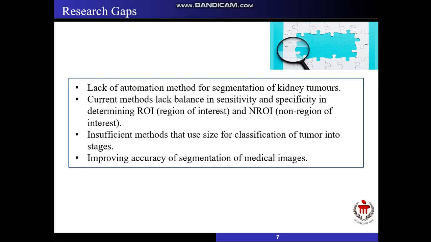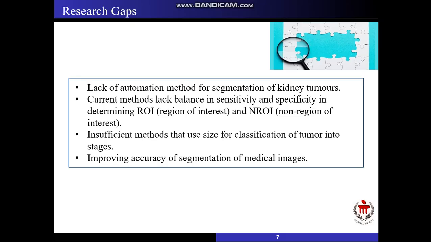The first thing is that there is a lack of automated methods for segmentation. Experts found it difficult to automate the process of segmentation, and they had to come up with certain manual methods to do this. So the need for automation is one important criterion. The next thing is that most of the methods lacked a balance in sensitivity and specificity in determining the ROI.